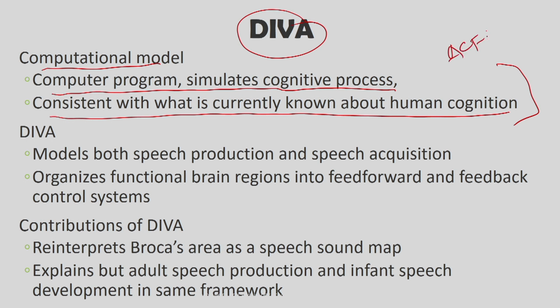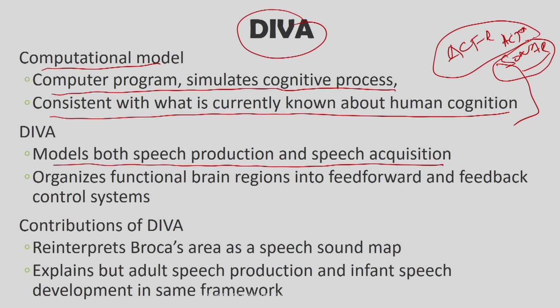For example, you have the ACT-R and ACT-star, or the SOAR, and these are computational models for cognition, which are provided by Anderson. Similarly, in psycholinguistics, you have the DIVA program, which is a computational model. What does the model do? It incorporates all functional brain regions into feed forward and feedback models. So, it models both speech production and speech acquisition, and organizes functional brain regions into feed forward and feedback control systems.